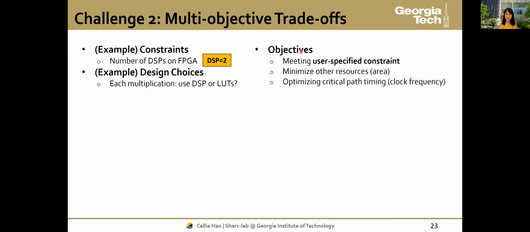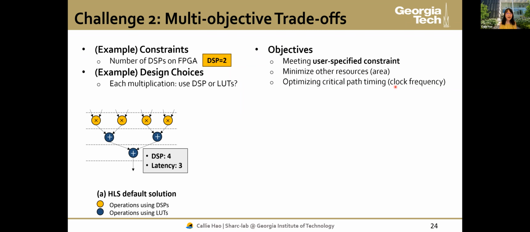And our objectives, of course: we want to meet the user's specific constraint. We have to honor this constraint. This is the first one. And the second one is we want to minimize other resources, for example, number of LUTs and also the area and also the congestion. And the third is we want to optimize critical path timing, which directly affects the clock frequency. This is also something we want to optimize. And there are multiple design choices and also multiple objectives.